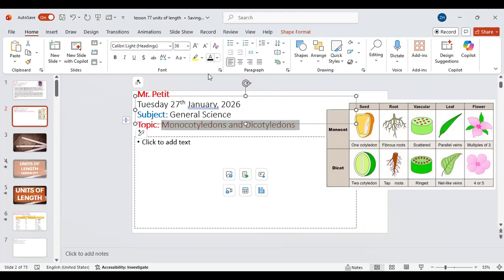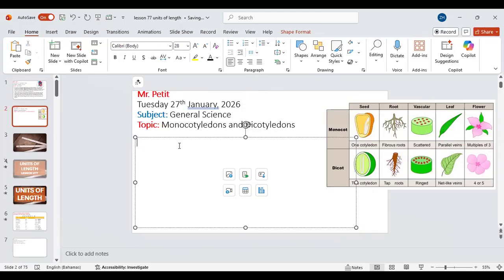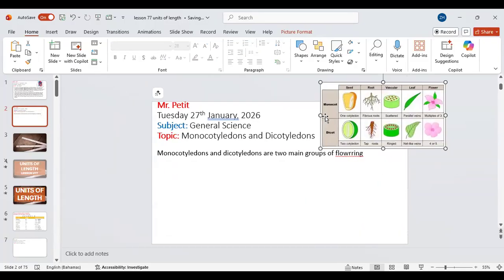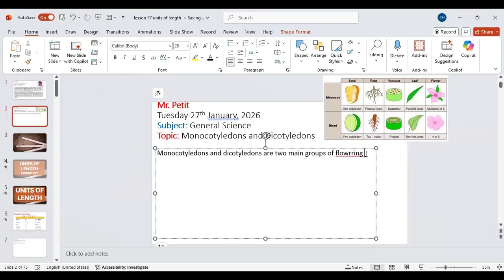So, let's see what we could do. Let's talk about the monocots. Monocotyledons and dicotyledons are two main groups of flowering plants. So both of these are flowering plants, which means they're going to have flowers.